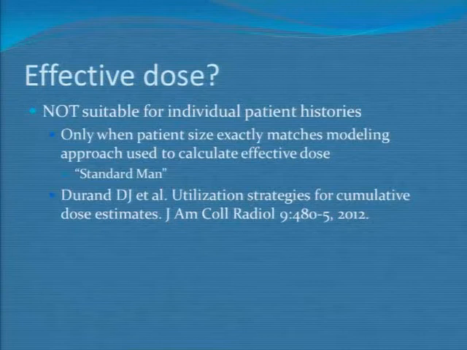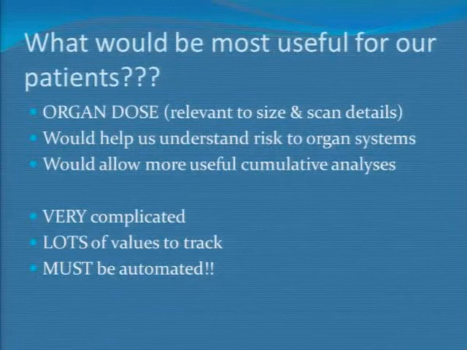So we know that they're really not suitable for individual patient histories, except for when they just happen to, by serendipity, match either that primitive geometric shape or standard man. And there are a growing number of manuscripts and papers that are becoming available that talk about what's a reasonable utilization strategy for some of these particular variables and metrics. So what would be more useful for our patients?